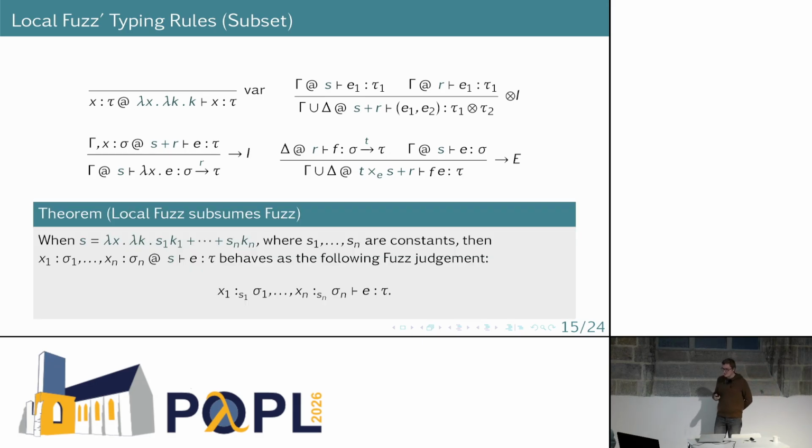One nice feature, and a reason to believe that we're doing something at least somewhat sound, is that we can subsume Fuzz. If we only deal with specific functions that mimic the behavior of Fuzz, meaning just linear combinations of the radii and not dependent on the point we're considering, this perfectly encodes Fuzz. All our typing rules just become Fuzz's rules. So we completely subsume Fuzz here.